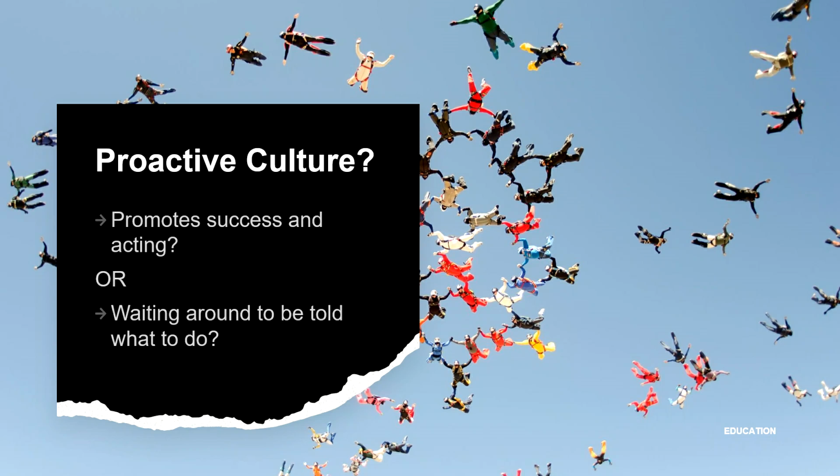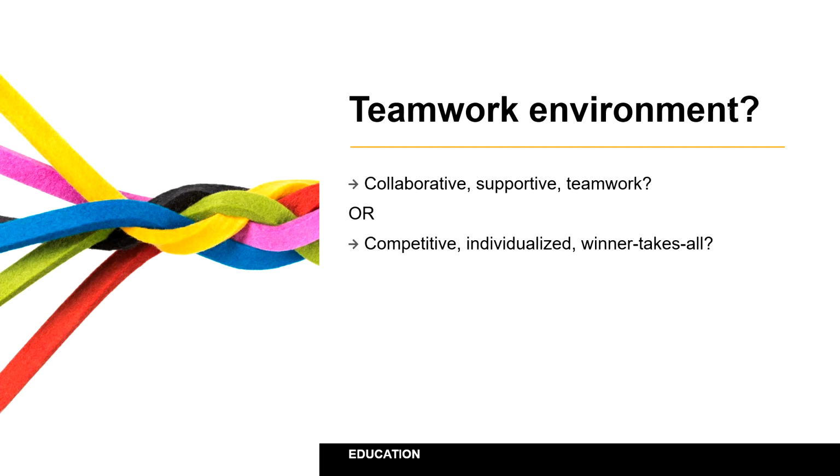So one way to think about your culture is to think about whether or not you have a proactive culture. Do you have a proactive culture that promotes success and acting? Or is it a culture where people wait around for approval to do what they know is right, or where they wait around to be told what to do? You might also think about the types of environment and the kind of relationships that are formed in your environment. Are they collaborative, supportive, and focused on teamwork? Or are they more competitive, individualized, winner-takes-all situations in your unit?